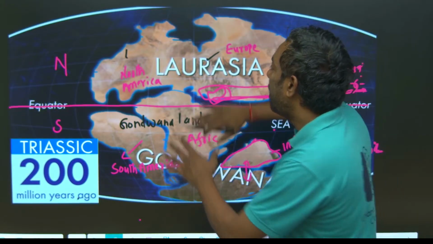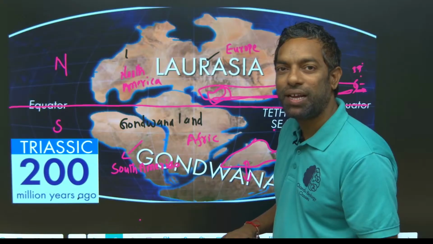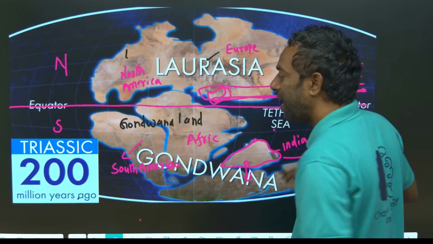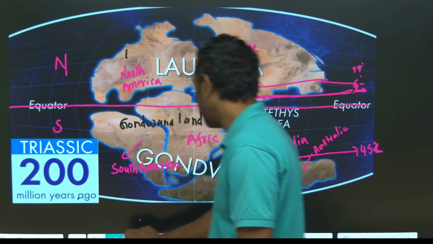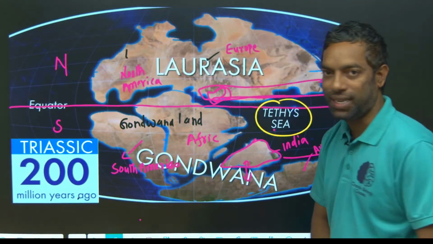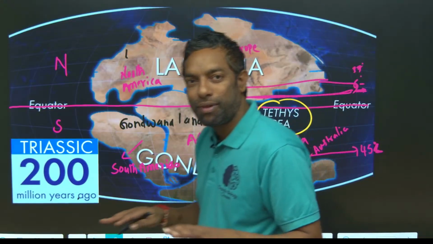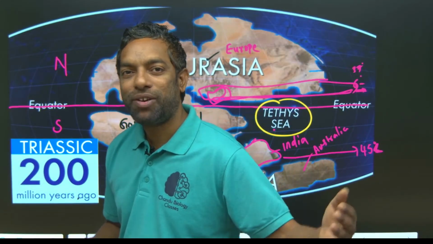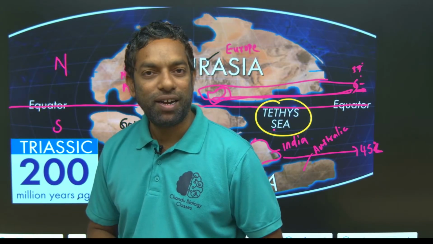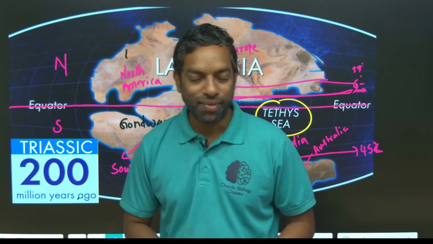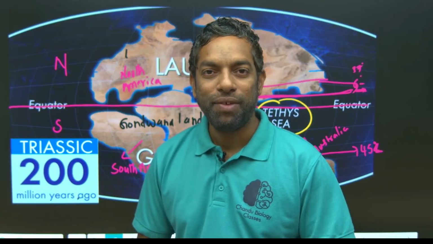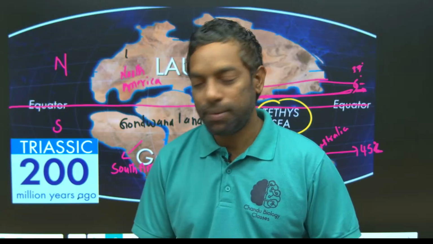And the Laurasia plate, which is North America, Europe and Russia, is divided by a sea called the Tethys Sea. There is no Pacific Ocean, no Indian Ocean, no Arabian Sea, no Atlantic Ocean. There are only two mainlands, Gondwana land and Laurasia, divided by the Tethys Sea.